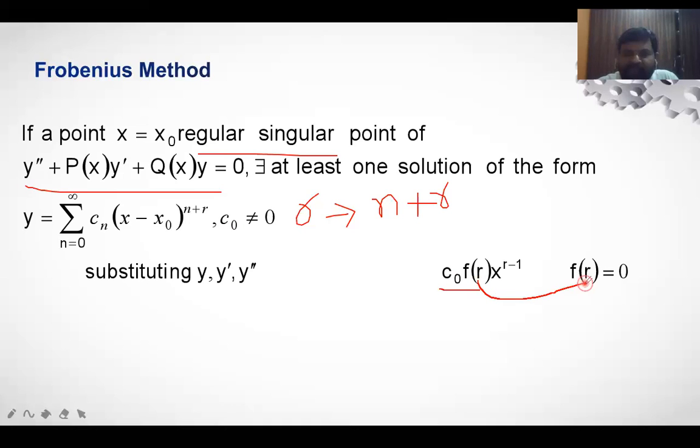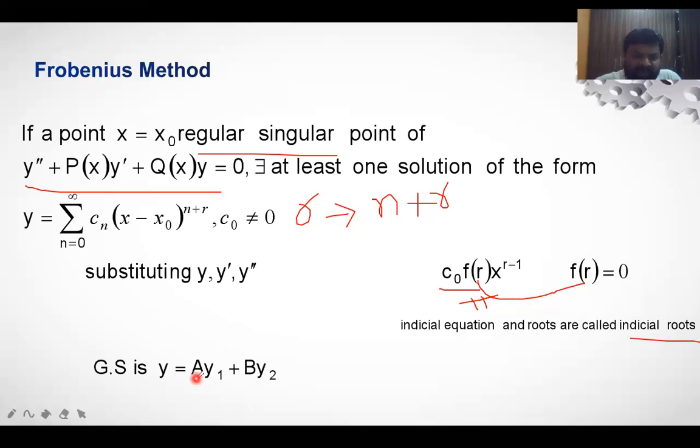This is called the indicial equation, and the values of r we get from this are called indicial roots. Based on that, three cases arise: when the roots are distinct and the difference is not an integer, when the difference is a positive integer, and when the roots are equal. How to find the solution in each case we will discuss. Finally the general solution is y equal to a y1 plus b y2, where y1 and y2 depend on the nature of these roots.